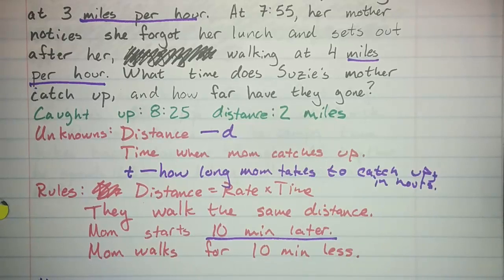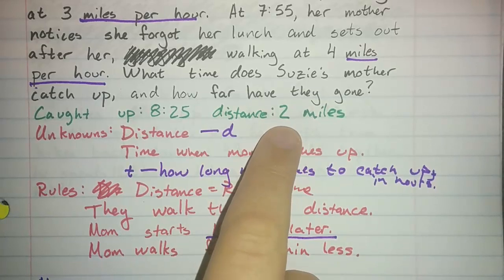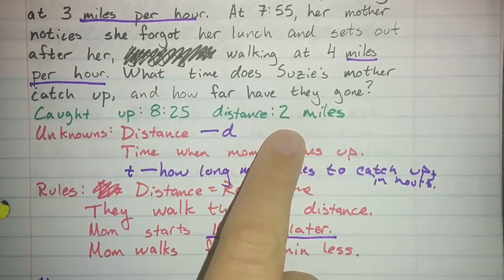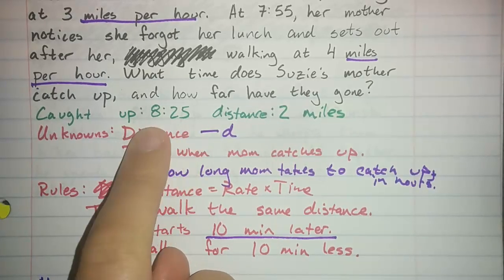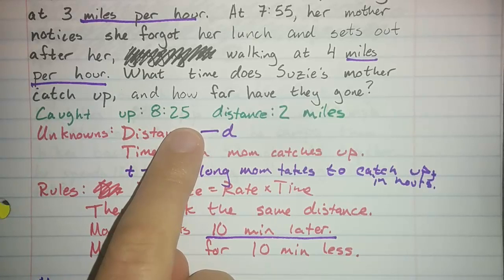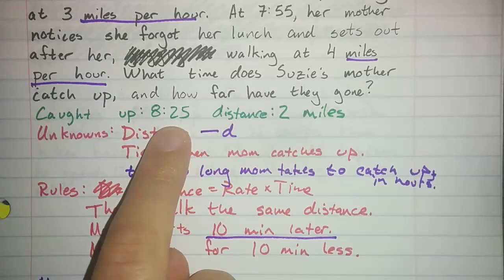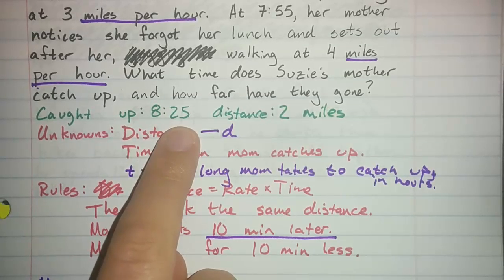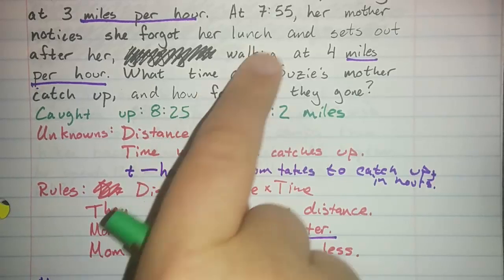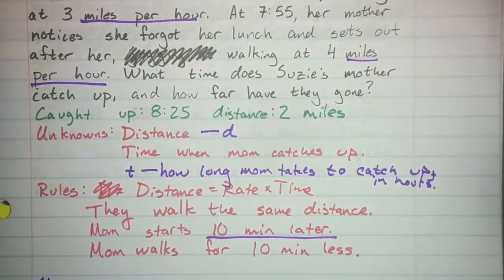Now, does that answer make sense? 2 miles makes sense as a walking distance. It's a little long, but not crazy long. 8:25 makes sense for a time. It's not super duper late in the day, but it's not just seconds after she left either. I think that this makes sense. So our answers make sense. We're finished.